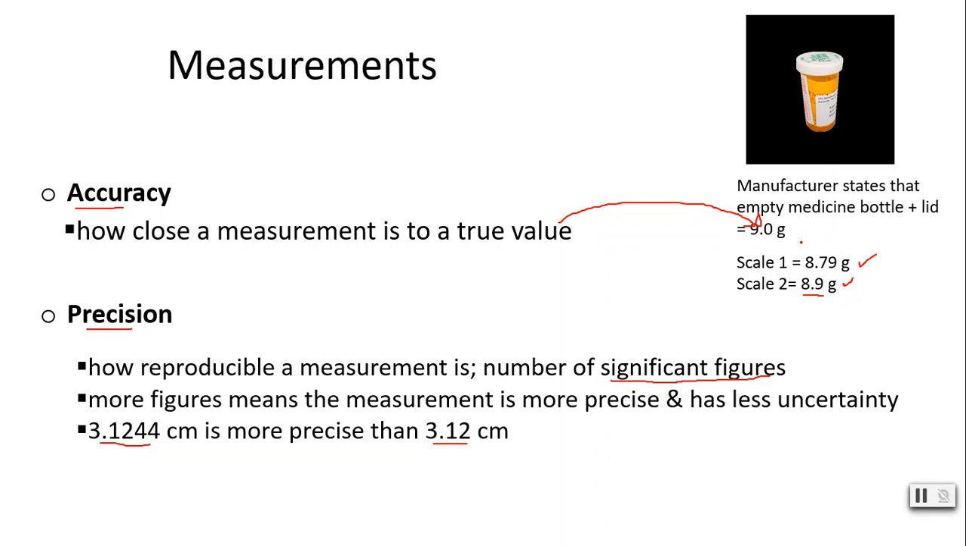If I was to go back to my example from scale 1 and scale 2, we already said that scale 2 is more accurate, but which number is more precise? Well, I see that scale 1 gives me a mass to the 100th decimal place, so I've got 3 digits here. I only have 2 here. So while scale 2 would be more accurate, scale 1 would be more precise because it has more digits associated with that number.